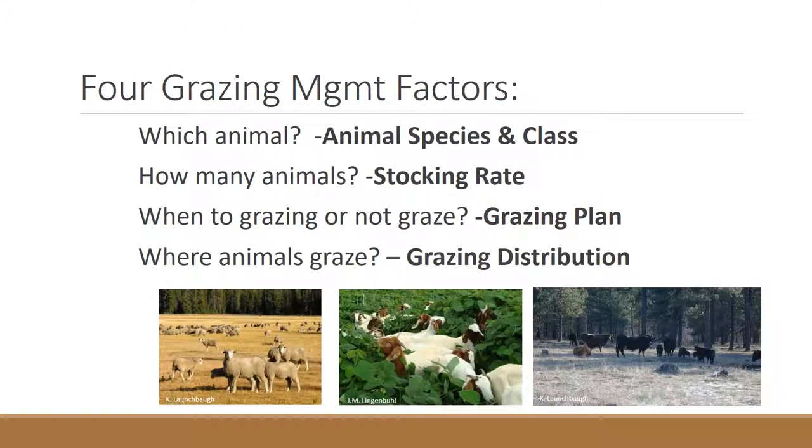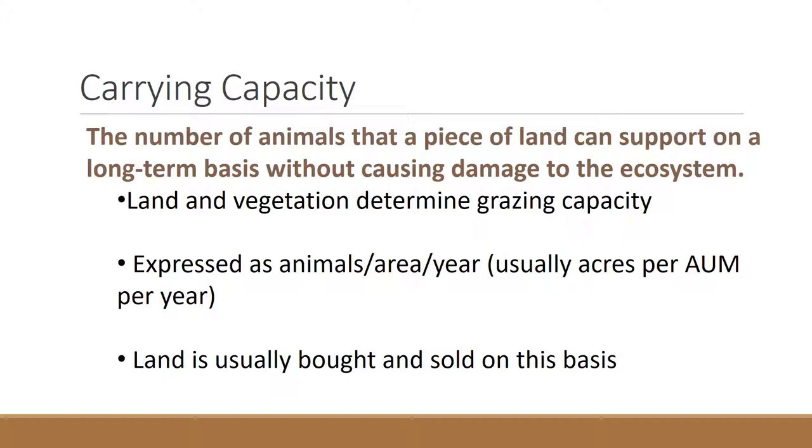So again, those four grazing management factors: what is the animal species or class of animal, whether it's young, old, mature, is it lactating or open? What is the stocking rate, how many animals? How long to graze or not graze? That would be part of the grazing plan. And then the distribution of animals, where they graze. Let's start with that decision about how many to graze.